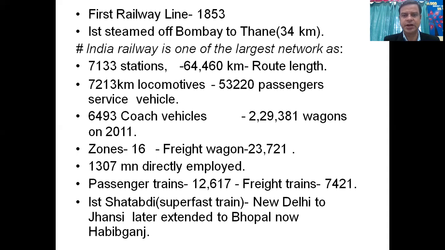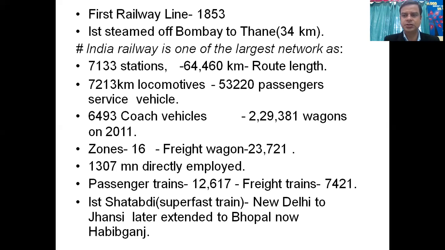7,133 stations we have, 64,460 kilometer route length, 7,213 locomotives we have, and near about 53,220 passenger service vehicles. Then if we take the coaches, near about 6,493, wagons 2,29,381. It was the data of 2011.